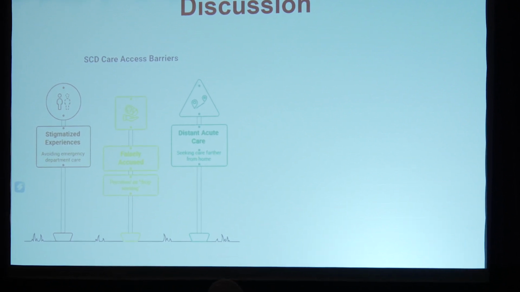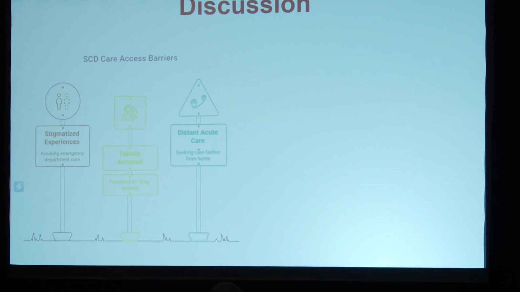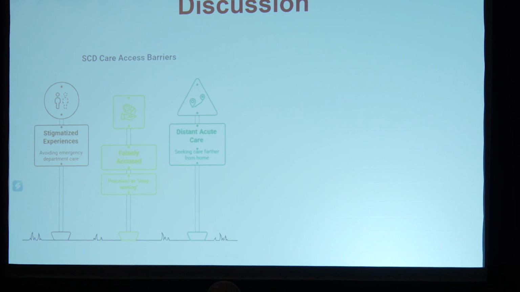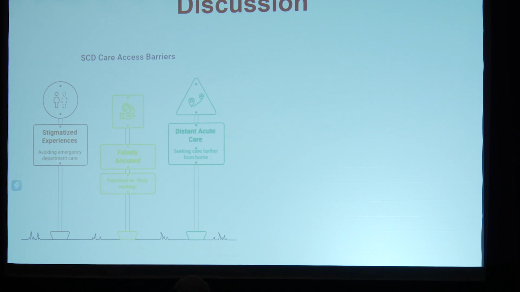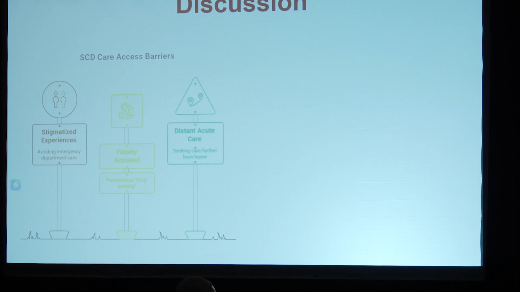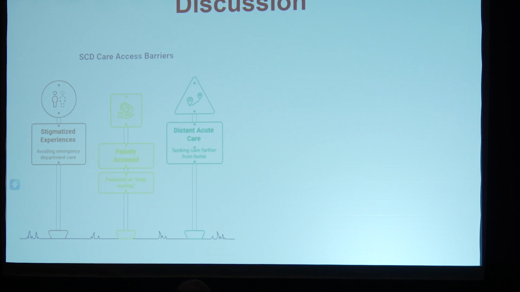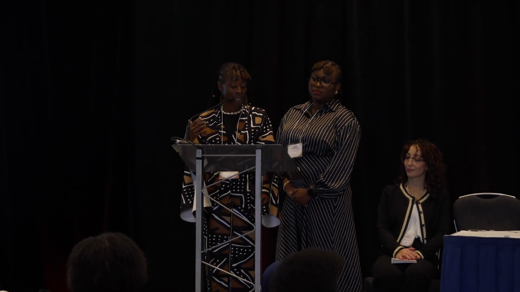So we have talked a lot about the barriers, so you guys have heard. Just to start off with our discussion, what are the actual barriers that patients experience? So stigmatized experiences, avoiding the emergency department, avoiding interaction with the healthcare system for many of the stories we have heard today, being falsely accused of being a drug seeker, not being able to report their pain appropriately, and then distant acute care or dedicated sickle cell centers, especially with us being in the East End, they're quite a distance away from where our community lives.